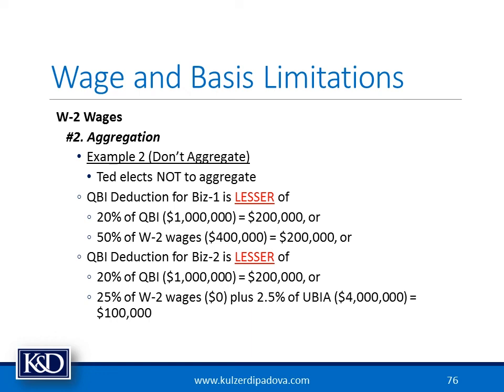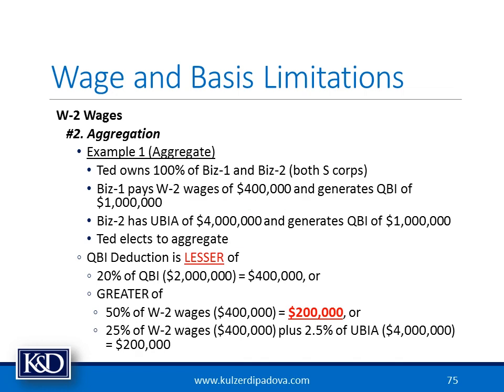For business 2, there were no wages, but 2.5% of $4 million was $100,000. So even though he only gets the lesser for business 2, he still gets $100,000. You put those together, and the total QBI deduction is $300,000. So if you just go back a couple slides, that was better than the situation when he aggregated.